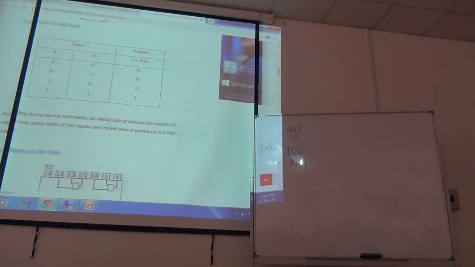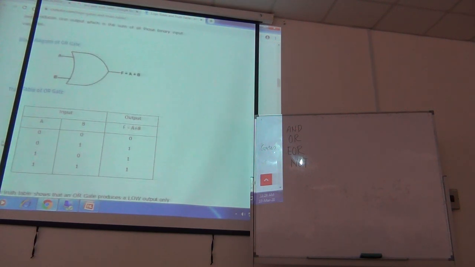Simple. I'm going to remind you guys about this one, the AND gate, right? 1, 1 is equivalent to 1. Anything with a 0, there will be 0 because of AND. AND is just like multiply. Okay, very simple. Next one is OR.